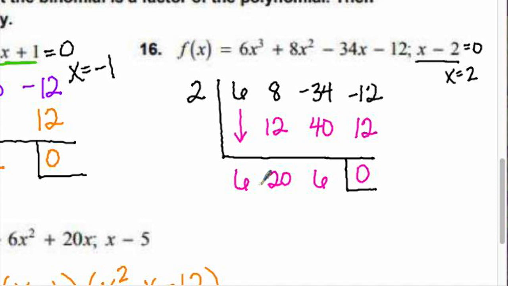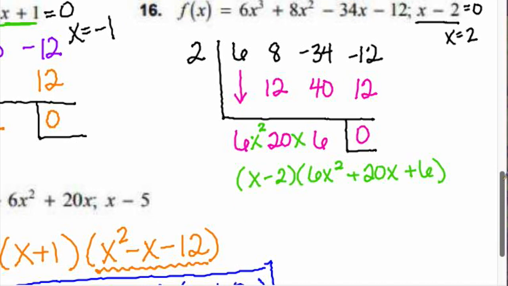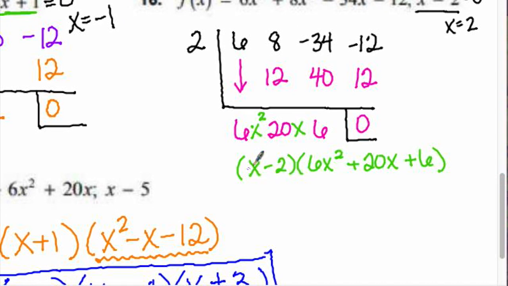So let's add our variables back into our quotient. We have a remainder, which means this is a constant, which means this would be x, and then this would be x squared. So we know that our divisor, x minus 2, times our quotient, 6x squared plus 20x plus 6, if I was to multiply those back together, would get me back to this f of x function, the 6x cubed function up here. Remember, the second part of our directions is to factor completely. So this is a linear polynomial, so it does not factor anymore.